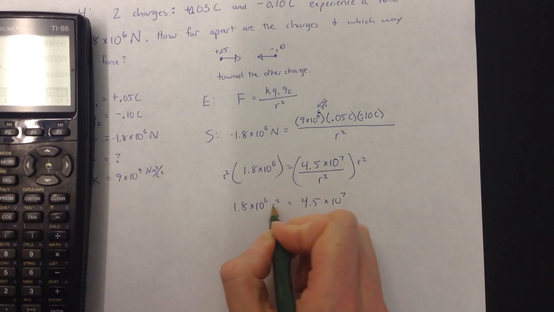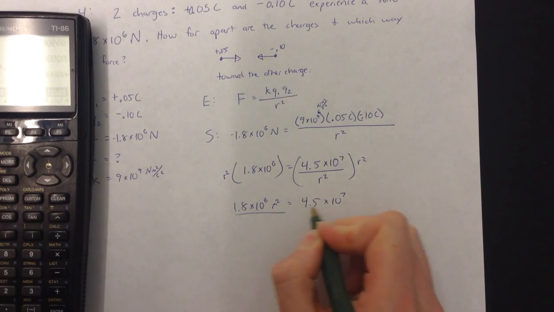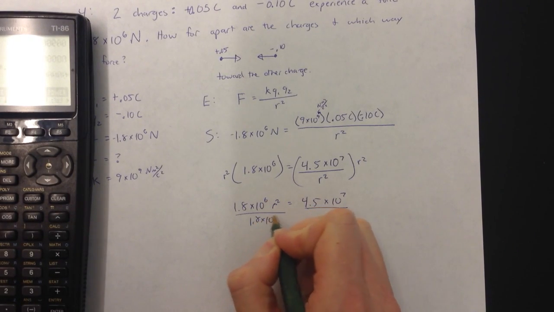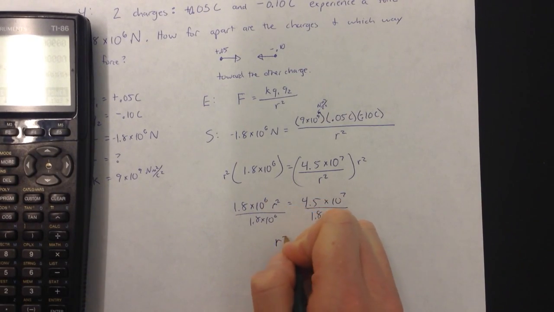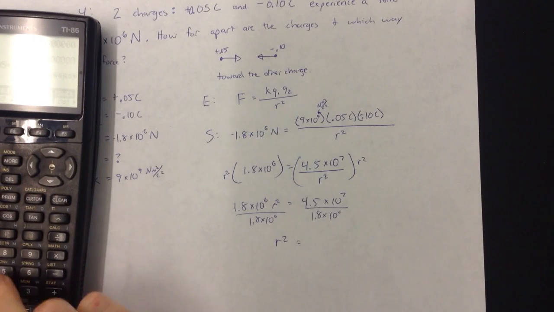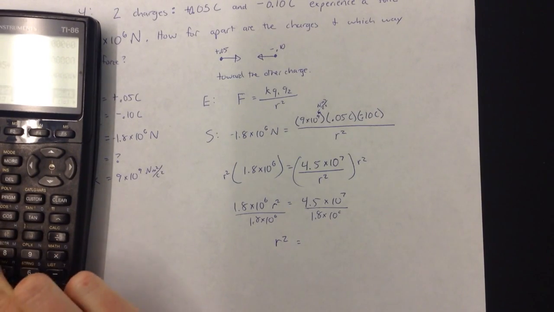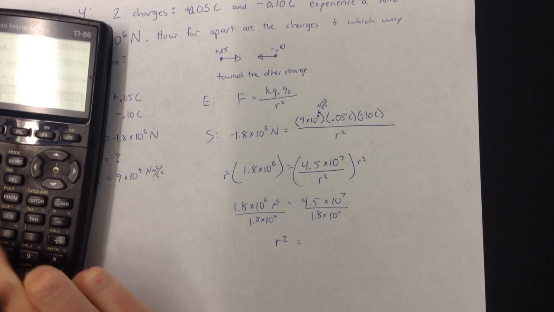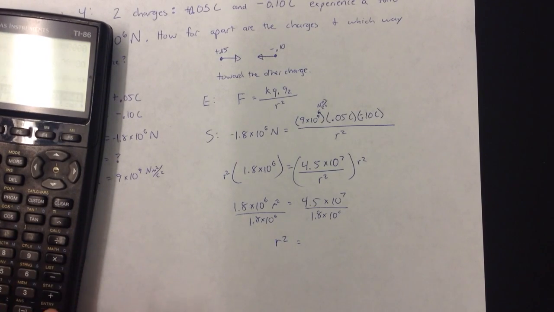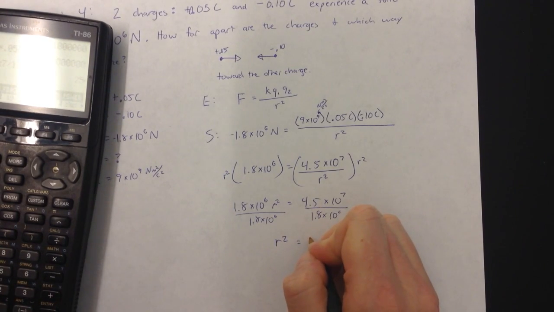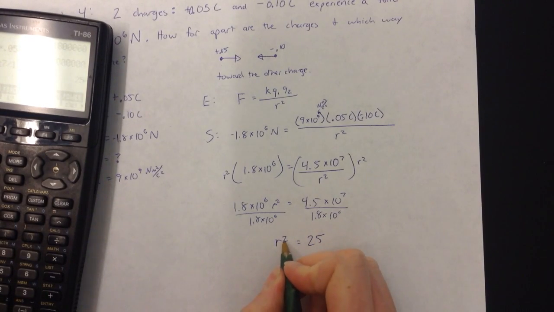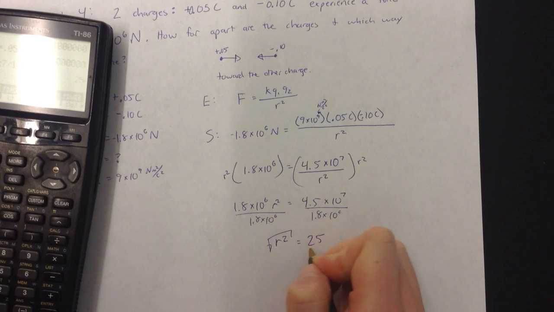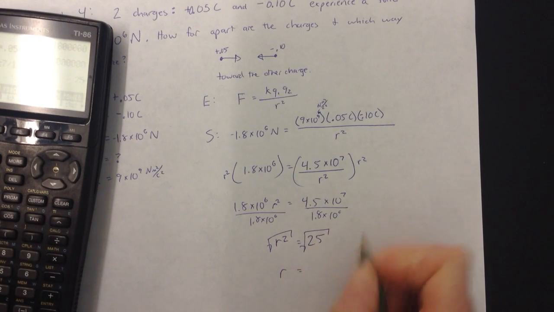Now I've got to get r by itself, so I'm going to be dividing both sides by the 1.8 times 10 to the 6th. So that's going to go away and I'll have r squared. And now I'll do 4.5 times 10 to the 7th divided by 1.8 times 10 to the 6th. Don't be afraid to overuse your parentheses, and I get 25. Now that's not r. I'm not done yet. I need r, so I have to square root this. And maybe you already know, what's the square root of 25? Did you say 5? Good job.